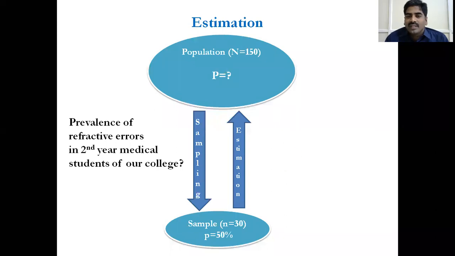So my question is, the population is 150. Out of 150 medical students, I have taken a sample of 30 students. And out of 30, 15 had refractive errors. So P, the prevalence of refractive errors, is equal to 50%. If the population size is 150, what is the prevalence in the population? Some responses: 250 and 75%.